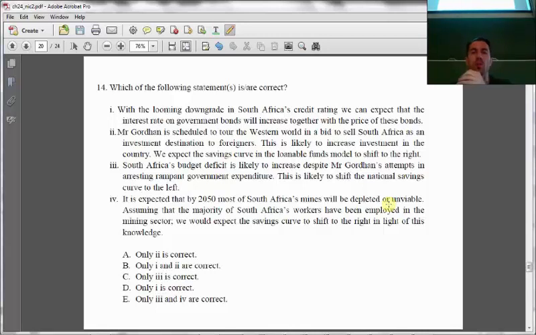The first has to do with obviously credit rating. Credit rating has to do with your level of risk. So if something becomes more risky, we would expect that the interest rates on those bonds would increase, true or false? Okay, so we're happy with that. If the interest rate goes up, then we expect the price of the bonds to go up as well. Yes or no?